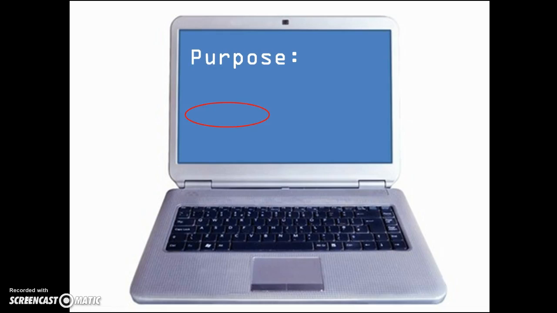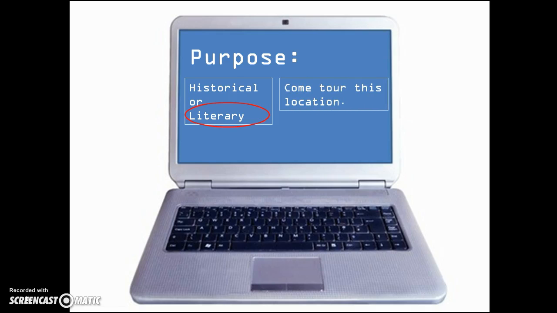Now before you start writing, you need to recall the purpose of your paragraph. The first purpose of your paragraph is literary. You want to make sure that you're writing about how the poem that you were assigned relates to your specific location in Ireland. You also need to convince your viewers to come for your location. So both of those purposes must be achieved in your paragraph.